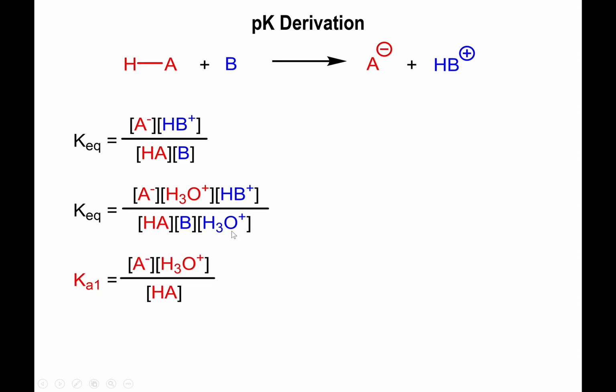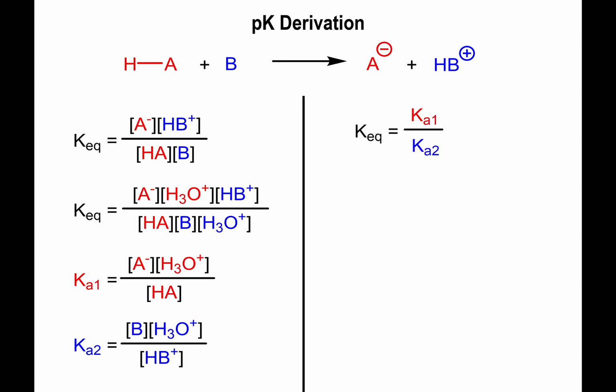Those are literally the Ka expression for the acid and the opposite of the Ka expression, the second Ka expression for the acid. So technically speaking, what you actually have here for this equilibrium is the Ka of the first acid, the one on the reactant side, divided by the Ka of the second acid, the one that's present on the product side.